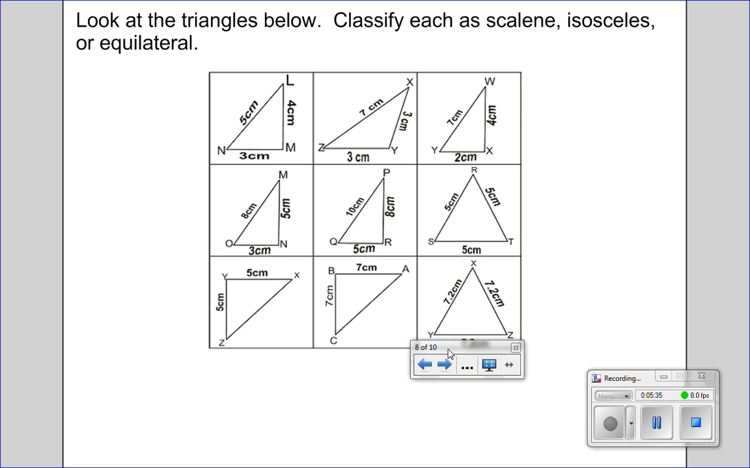Now here's what you're going to do. You're going to put the video on pause so that you can look at each triangle carefully and classify each one as scalene, isosceles, or equilateral. I won't reveal the answers here. We will take this up in tomorrow's class. So please put the video on pause now. All right, again, we will go over this activity tomorrow.